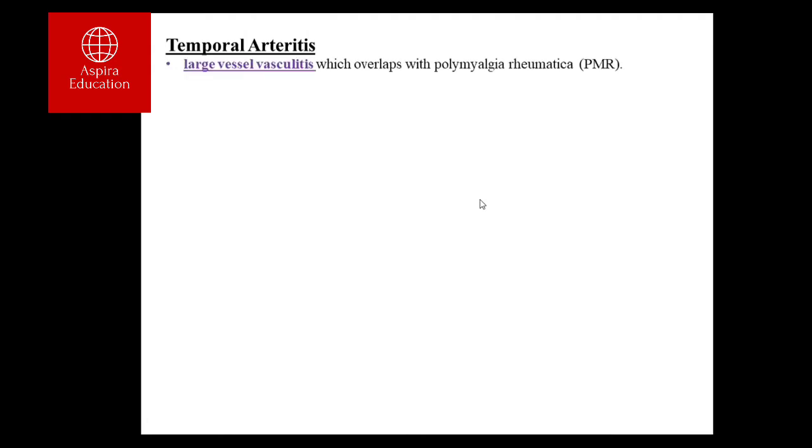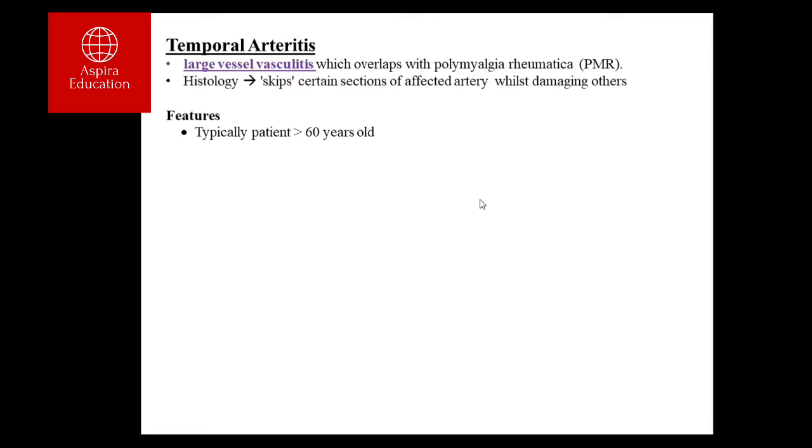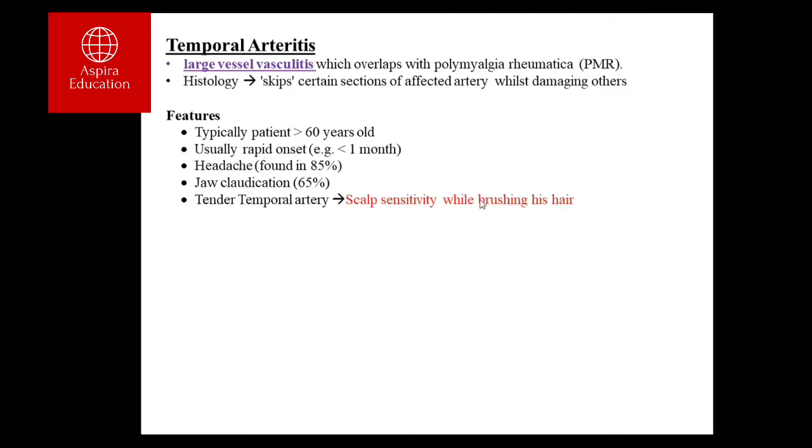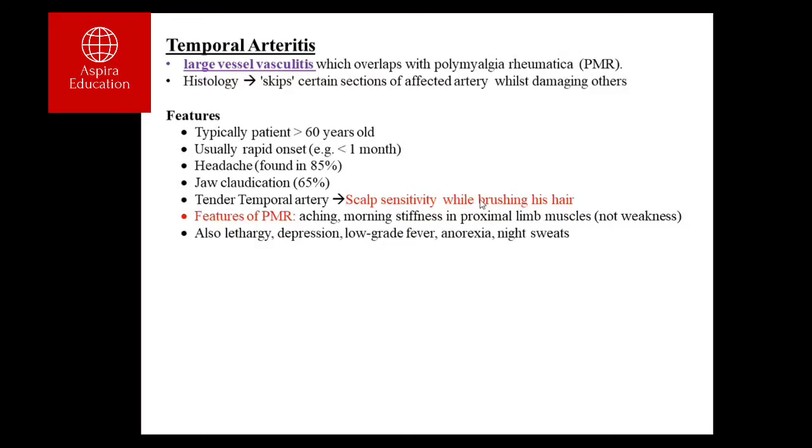So temporal arteritis, as we discussed, is a large vessel vasculitis where the patient has some overlap with polymyalgia rheumatica. Patients are usually elderly. They usually have rapid onset of symptoms, and headache is the most common presenting symptom. Apart from headache, they can have jaw claudication, which is pain while chewing. When you palpate the superficial temporal artery, you might elicit some tenderness. You might have some scalp sensitivity while brushing the hair. In addition, they may have polymyalgia rheumatica, which is pain and stiffness in the proximal limb muscles, usually the hip girdle and the shoulder girdle. Remember, there is no weakness, it's only stiffness and ache.